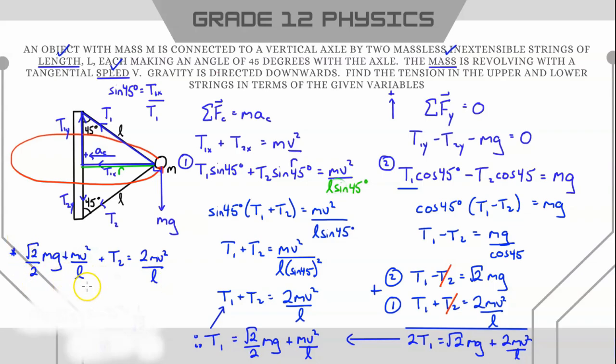So then when I bring these two terms to the other side of the equation, notice that this term here is just like this term here, except I'll have two of these and I'll subtract one of these, so I'll just be left with one of them. So we'll have T2 equal to mv squared over L, one of them left over, and then subtract root 2 over 2 mg. So there's our equation for T2.